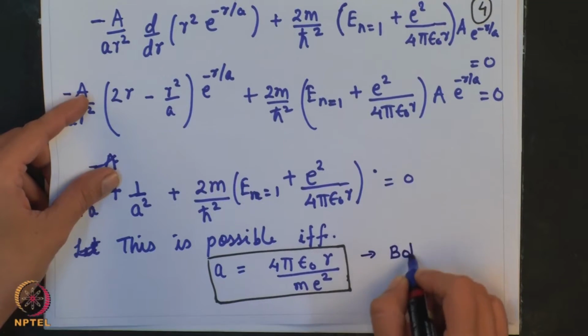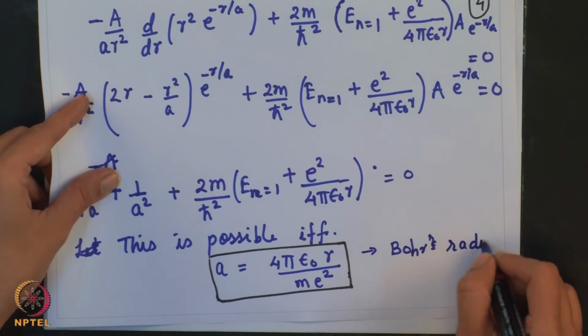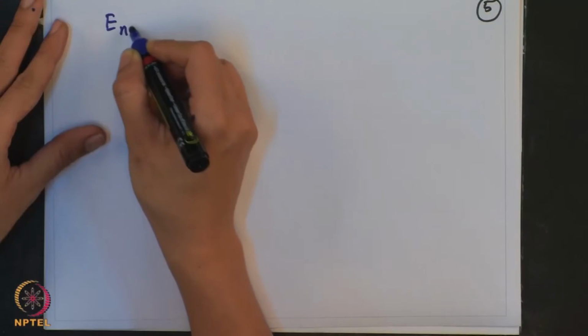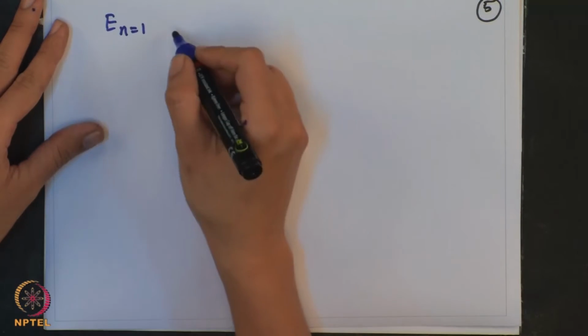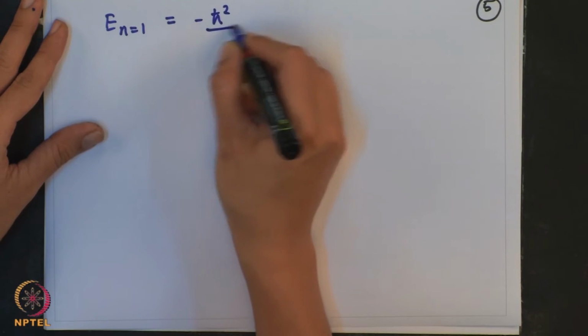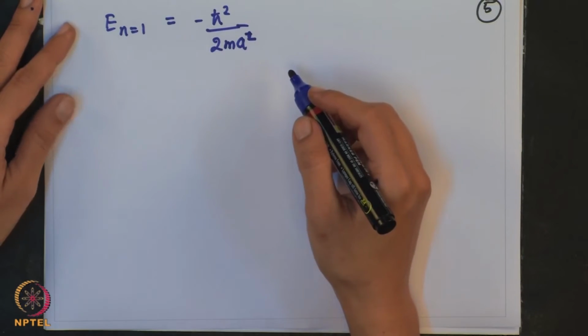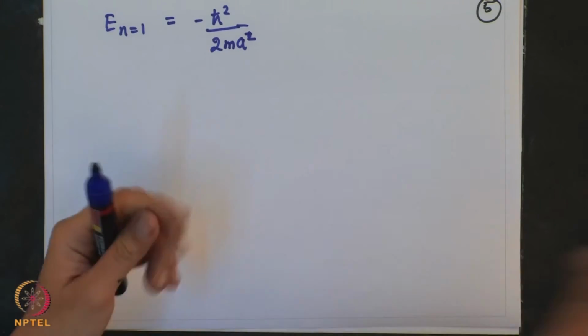So, after substituting, again this is nothing but Bohr radius. Now, we will get the value of the ground state energy is given by, from the previous expression we can get this as 2 m A square. So, this will be the expression for the ground state energy.